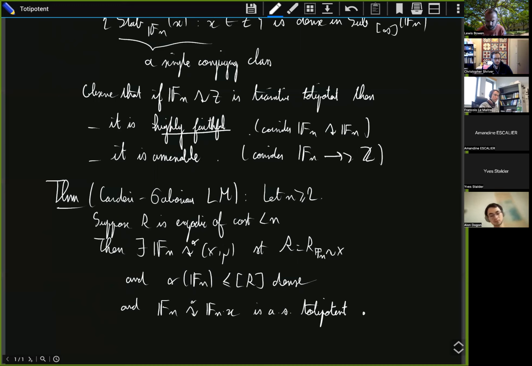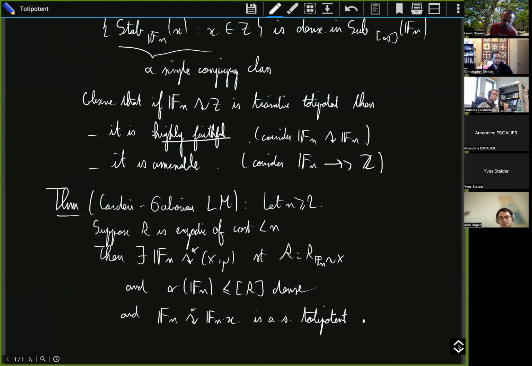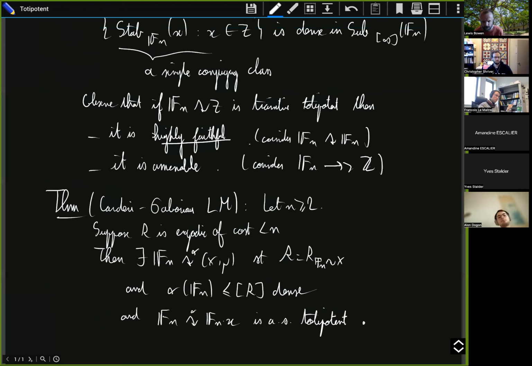So here again, density gives you for free total non-freeness on the one hand, and high transitivity onto every orbit on the other hand. And this totipotency gives you for free these two consequences that were in my previous result, which were high faithfulness and amenability. All right.